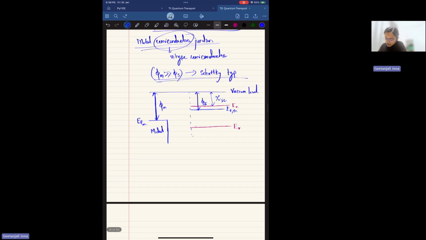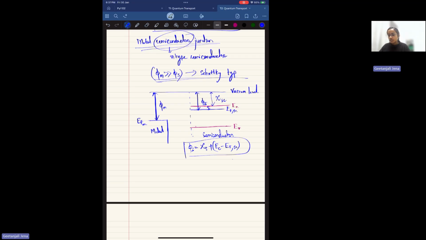So this is the metal, and this one is the semiconductor. We can write phi s as the electron affinity of the semiconductor plus this difference, which is EC minus the Fermi level. Okay, so this is the energy band diagram representation before the contact.